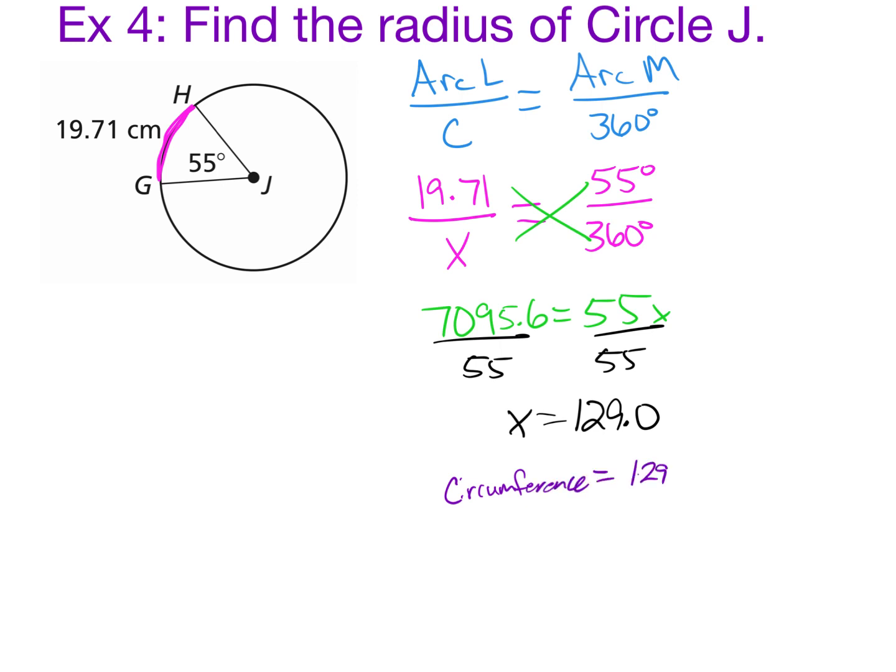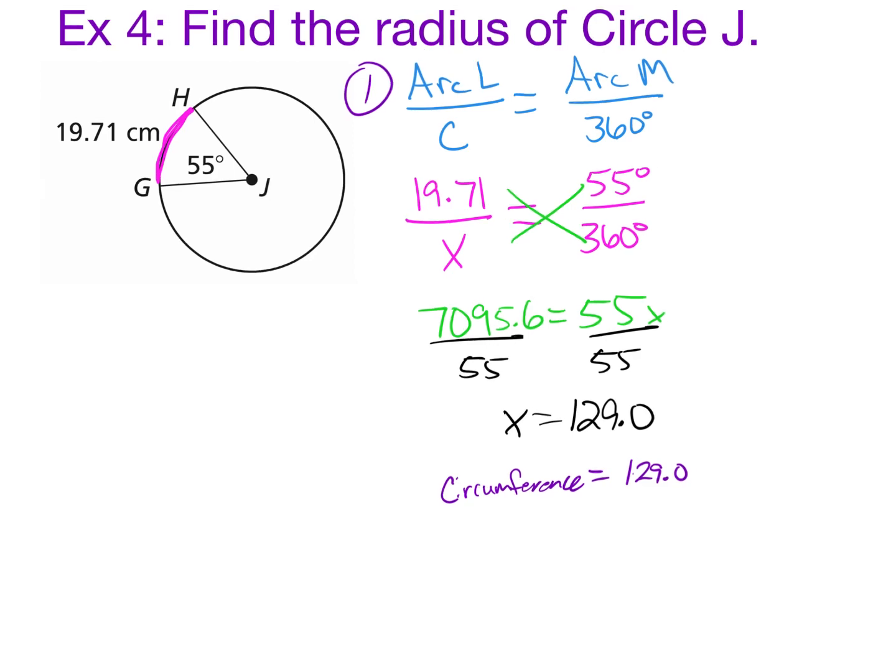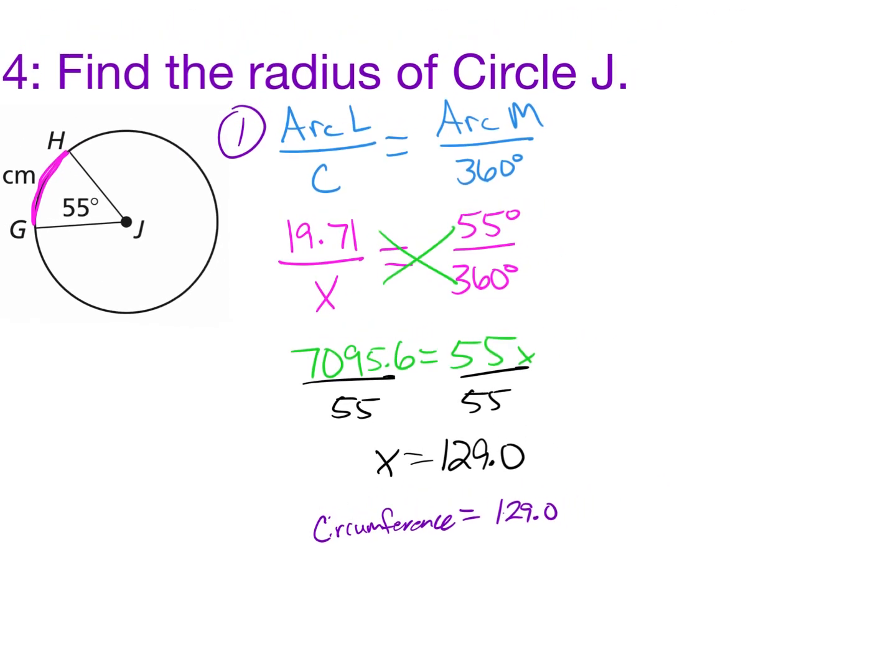So I'm going to write circumference equals 129.0 because if we went back to the top, we plugged in x for c. Am I looking for circumference on this though? No, what are we looking for? Radius. Okay, so this is step 1. If you want to label this step 1. Now it just goes back to what we were learning yesterday with the circumference. So step 2 would be find the radius.